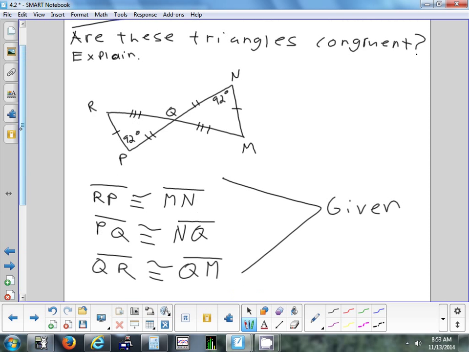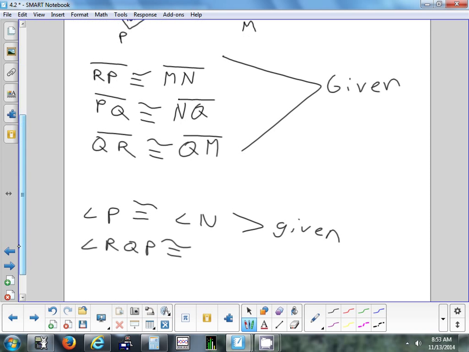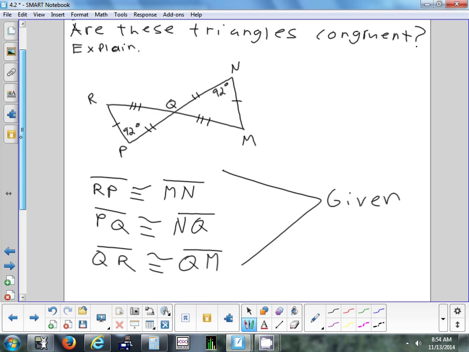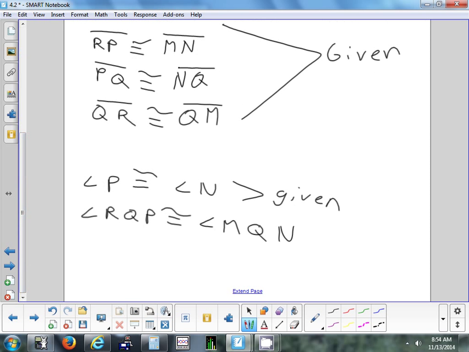And which other one? NQM. Yep, so let's see. We had R, that's where 1 and 3 come together. So then we have M, and then Q, that's the middle, and then N. Those are vertical angles.